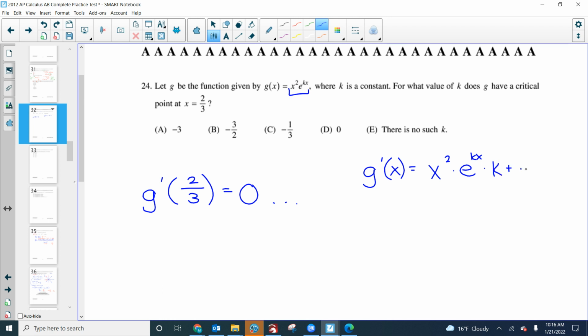Plus the second times the derivative of the first, which is just 2x. Two terms. g prime of x. I'm going to write it out front: k x squared e to the kx plus 2x e to the kx. All right. And I know g prime is going to equal 0. Now, you have some choices here. g prime of x equals 0.